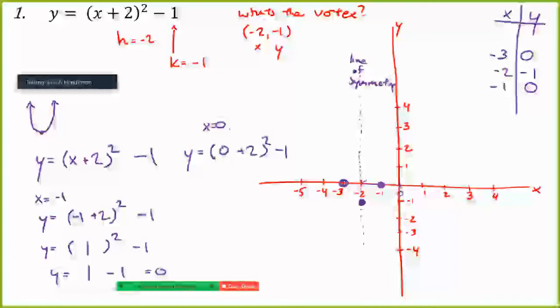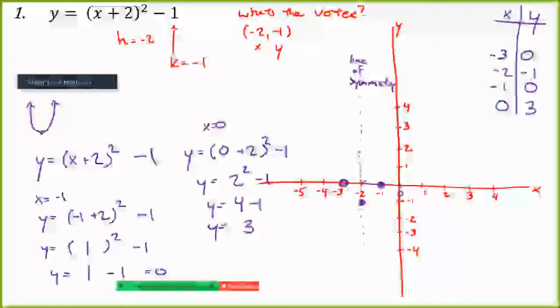And now we're just doing some algebra, just cleaning up, just arithmetic. 0 plus 2 is 2. 2 squared is 4. 4 minus 1 is 3. So y is equal to 3. When x is 0, y is 3. I'm adding it to my table.